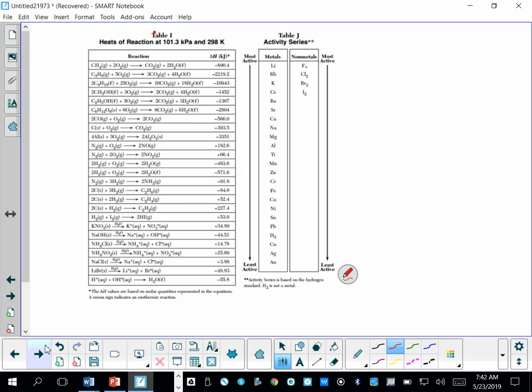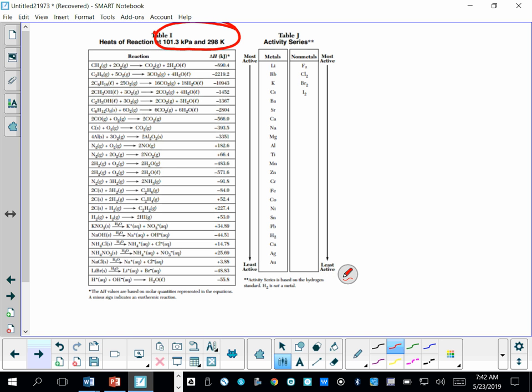Then table I. All right, so table I is all these different heats of reaction. And what I want you to do is circle this 101.3 kPa and 298 Kelvin. There were some questions like this in the sample exam we did in class, or you did as homework, that you have to figure out the delta H, you have to figure out the kilojoules for these reactions.